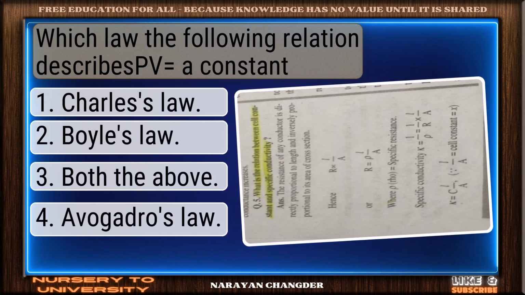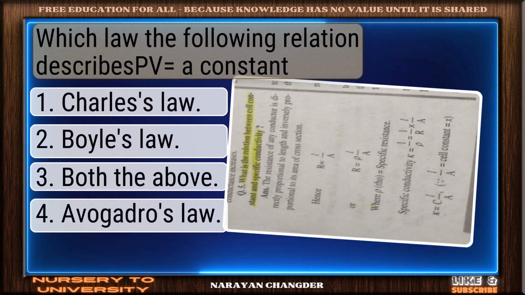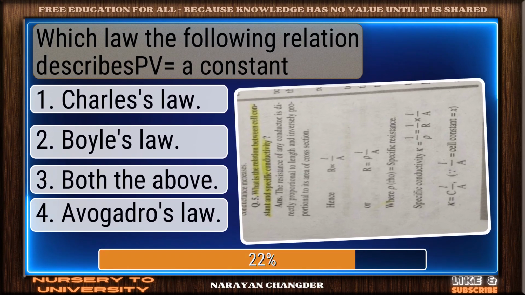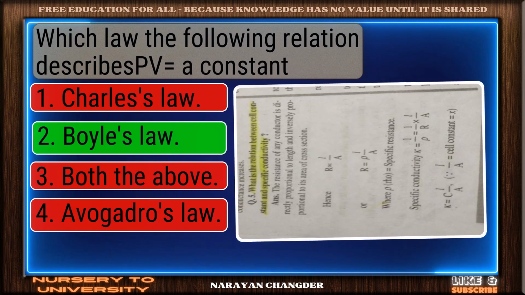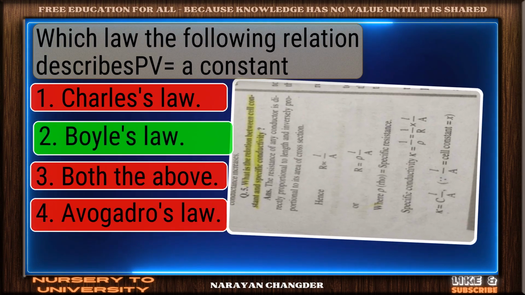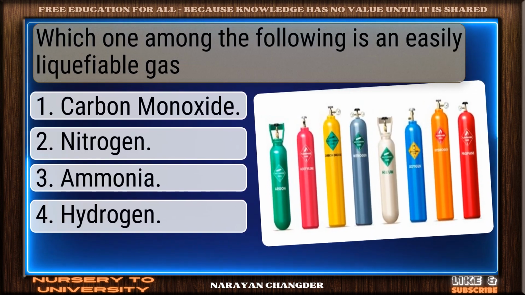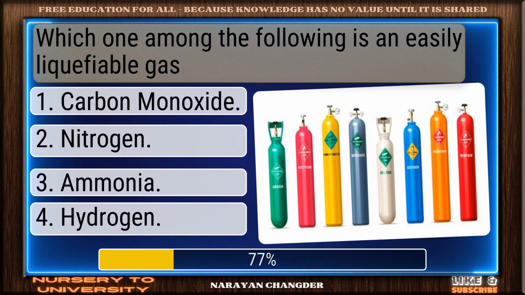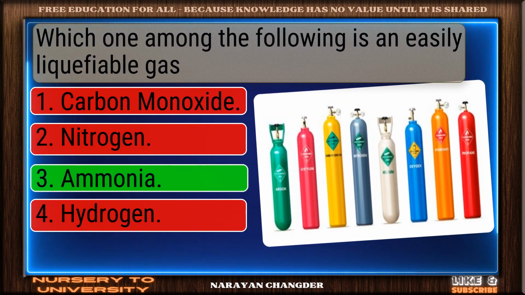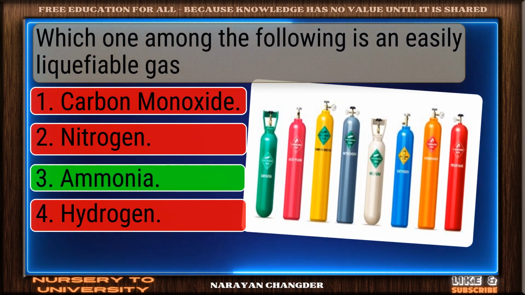Which law does the following relation describe if PV equals a constant? Sharp thinking. Boyle's law is the right choice. Which one among the following is an easily liquefiable gas? Good thinking. Ammonia is the right answer.